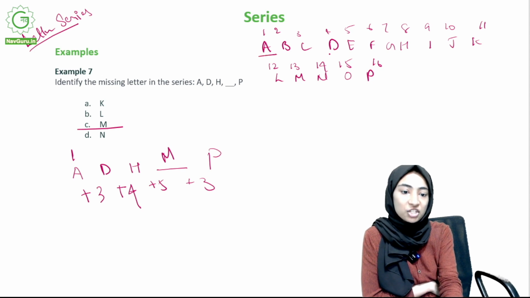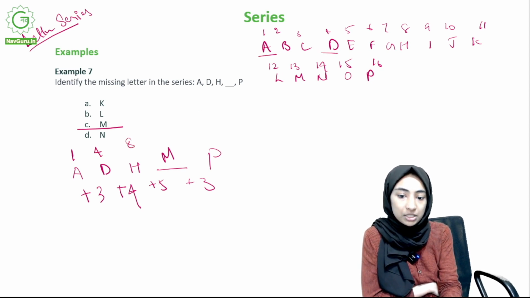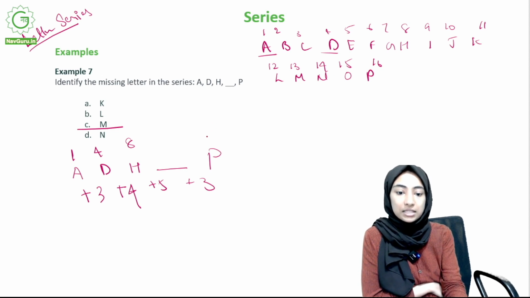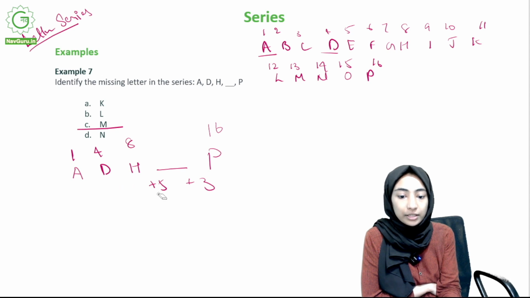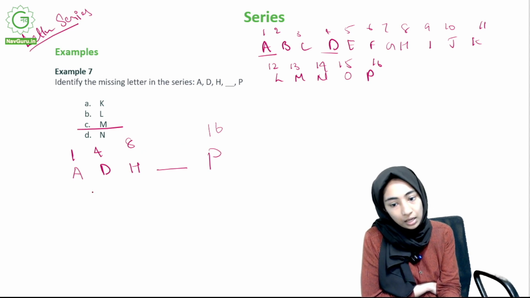A is at the first position, D is at the fourth position, H is at the 8th position. P is at the 16th position. Now what do I need to find out? I need to find out whatever would come here. So 1, 4, 8, something, 16.